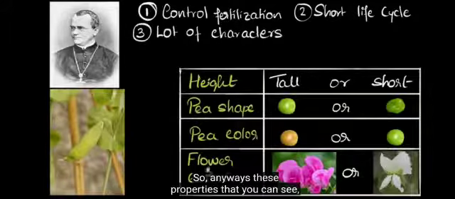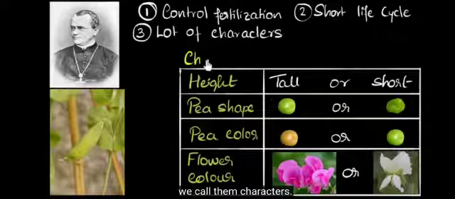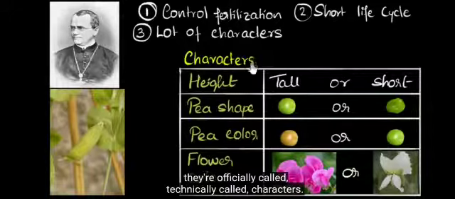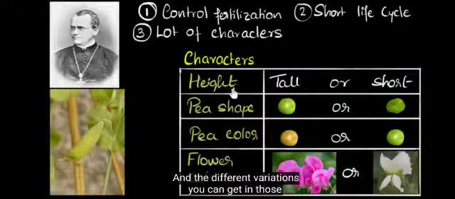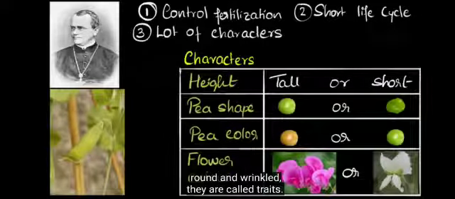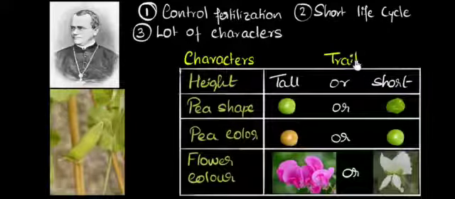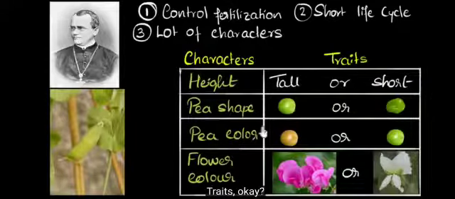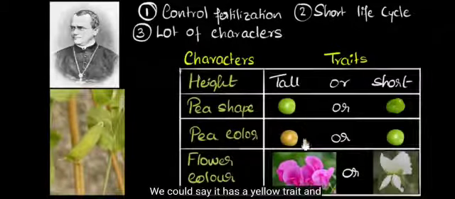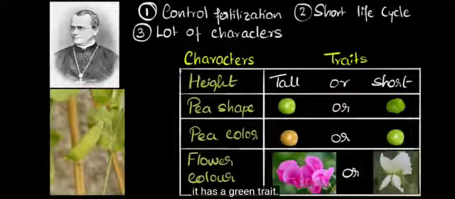So anyways, these properties that you can see, we call them characters. Any property which is visible, they're technically called characters. And the different variations you can get in those characters, like tall and short or round and wrinkled, they are called traits. Okay, so for example, we could say pea color is a character and it has two traits. We say it has a yellow trait and it has a green trait.